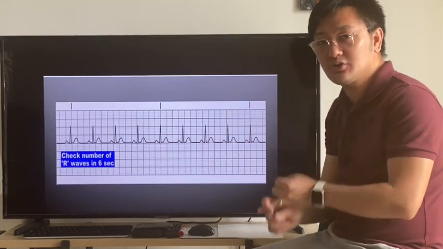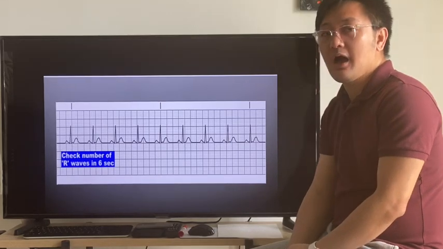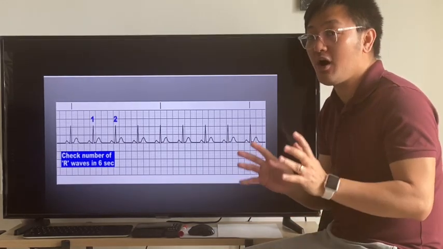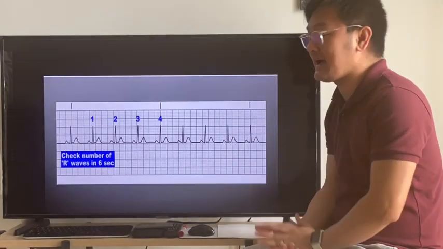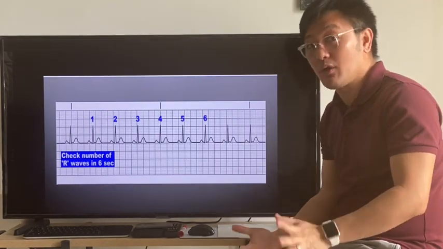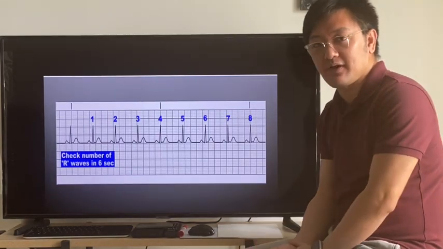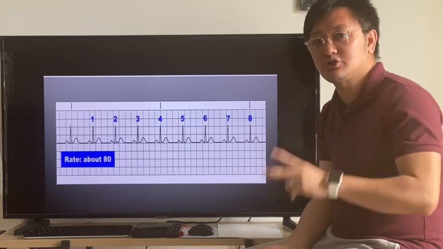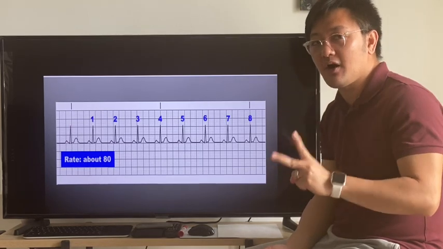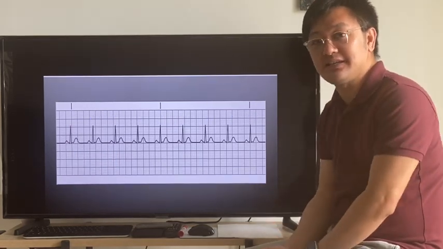The second thing to do is to check the heart rate. How will you know the heart rate by merely looking at the ECG? There are several ways to identify the heart rate, but I will teach you two common ways to read the heart rate of your patient using an ECG.